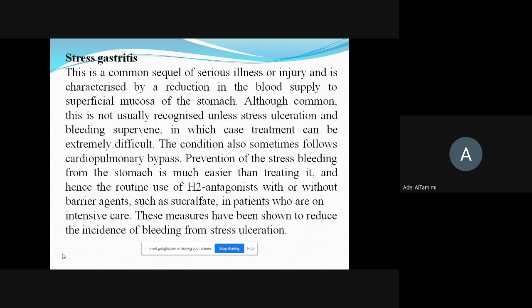Another type of gastritis هو stress gastritis. منين يجي stress? This is a common sequela of serious illness or injury and it is characterized by a reduction of the blood supply to the superficial mucosa of the stomach. يعني عندنا هنا ischemia of the gastric mucosa ويصير inflammation و ulceration of the stomach يسموها stress gastritis. منين تجينا؟ بالserious illness أو injury.